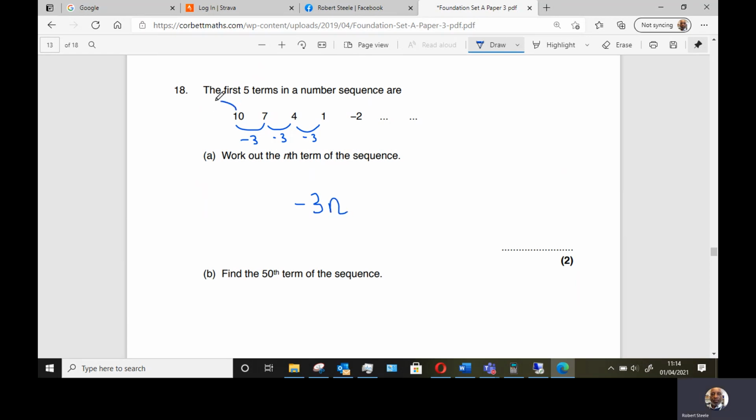Then the 0 term, which is here, 1 term to the left of the first term, will be positive 13. So there's our nth term expression.